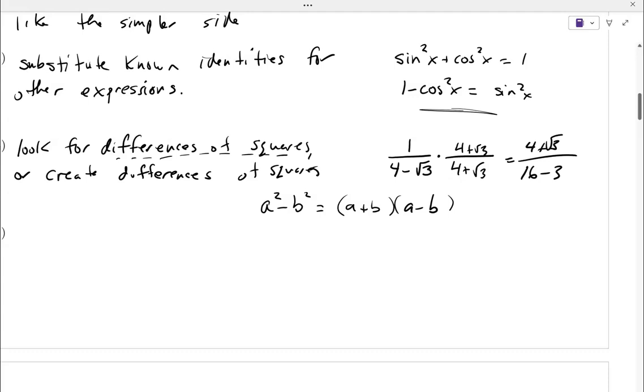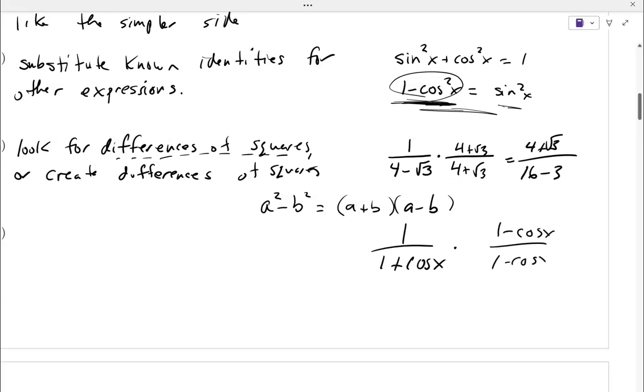So how does this apply to trig? I said look for differences of squares. I got this 1 minus cosine squared, and that's simplified to sine squared, right? This is a difference of squares, isn't it? Sometimes you might see something like 1 over 1 plus cosine x. In order to see a difference of squares, what should I multiply by? 1 minus cosine. Yeah, 1 minus cosine of x.